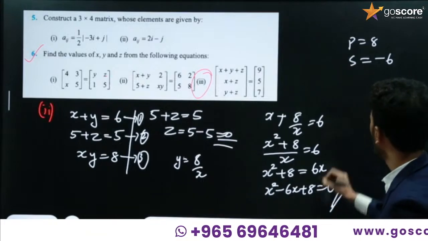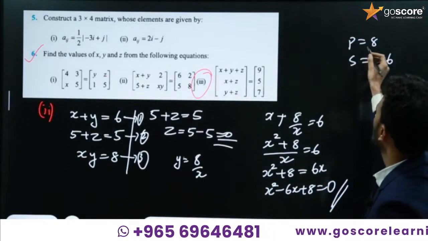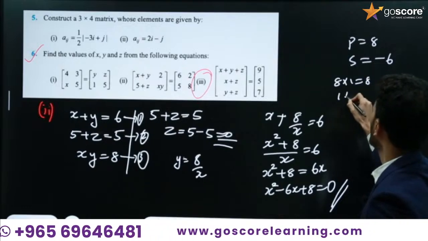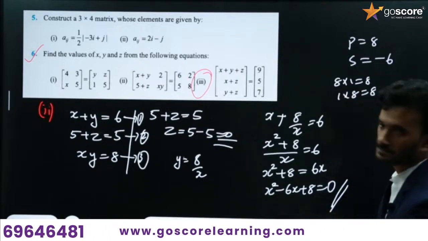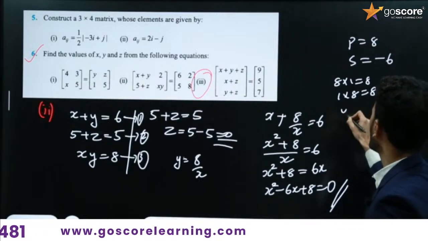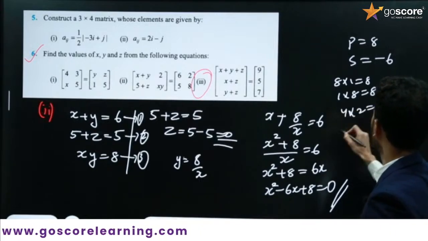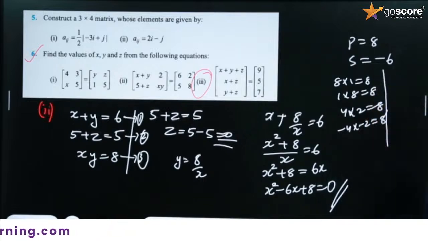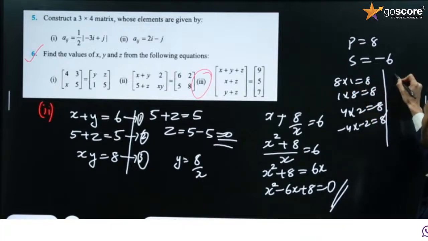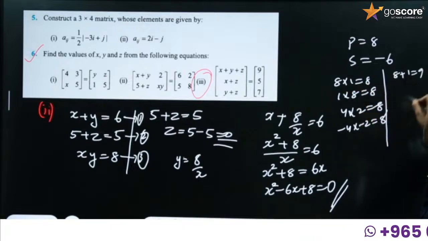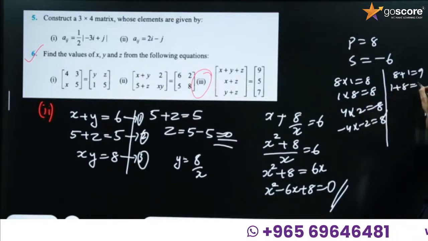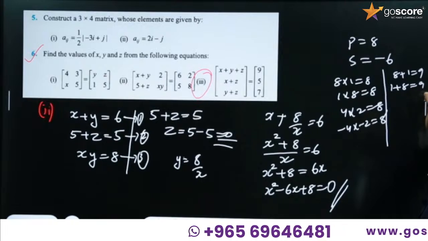Okay, so I am taking product as 8. How can we get the product as 8? 8 into 1 is 8, 1 into 8 is 8. Then 4 into 2 is 8, minus 4 into minus 2 is 8. So these are the 4 factors of 8. Then just add 8 plus 1, 8 plus 1 is 9. Then 1 plus 8, it is again 9.